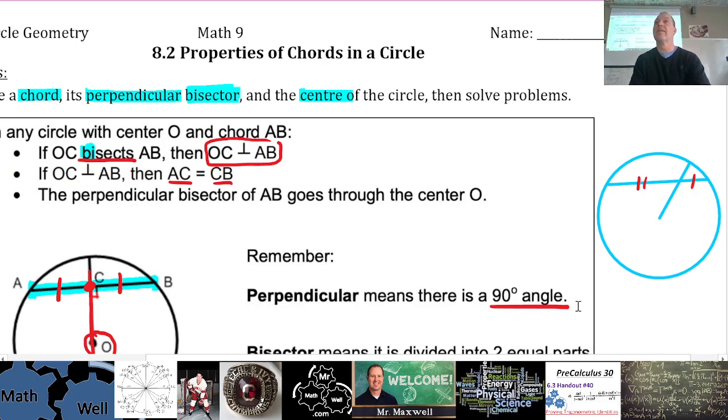Yeah? Okay, good. This radius and this chord are not perpendicular. Very good. So that means that this angle is not 90, nor is this angle 90. Excellent. That's exactly what I want you to think about.